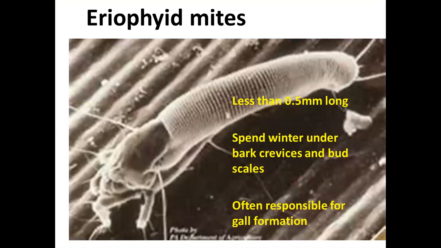And the Eriophyids are super tiny. They're spending the winter under bark crevices and bud scales. And often what they're doing is causing galls on trees, especially deciduous trees. You'd need some pretty powerful magnification to even see these things. A hand lens probably wouldn't do it, but they're out there. There's thousands of species of these that science hasn't even described or named yet. And it seems like every tree has at least one of them that causes some minor mayhem on it.